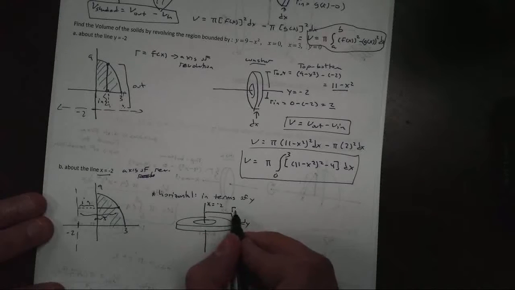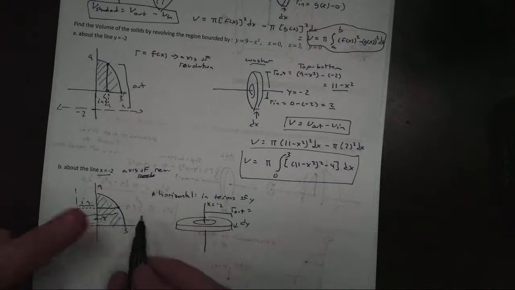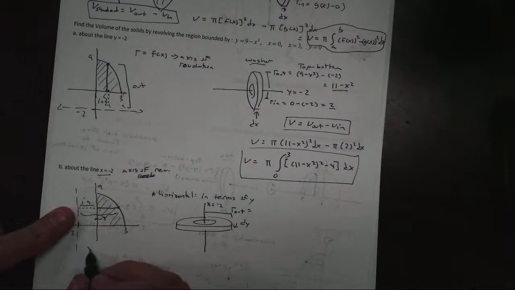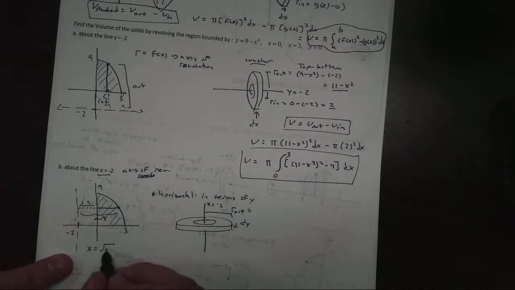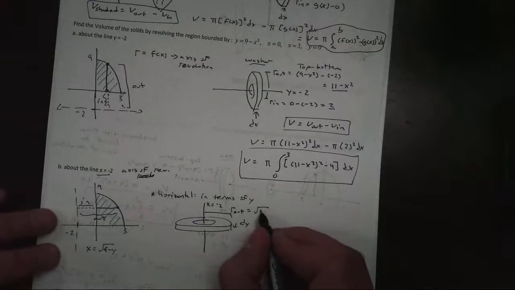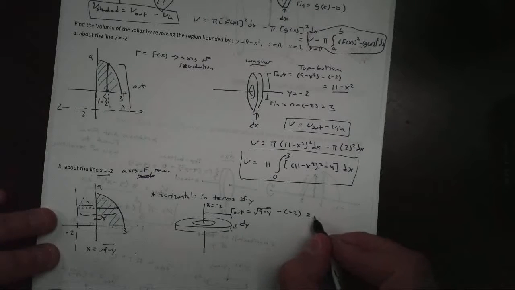So ready? We've got to find the radius of the outside. Be careful. It's horizontal, so it's right minus left. So it's going to be our parabola, but be careful, in terms of y. We already solved it before, so that's just x equals the square root of 9 minus y. Right there, so it's going to be the square root of 9 minus y minus a -2, or the square root of 9 minus y plus 2.